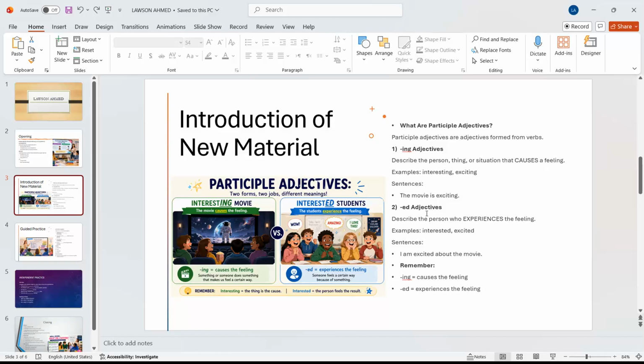And ed adjectives describe the person who experiences the feeling. For example, if we look at the same words, interesting, but here, the one who experiences the feeling must be excited or interested. So we have a sentence here: I am excited about the movie. I, the person, experience the feeling. I am excited. So remember, ing causes the feeling and ed experiences the feeling.